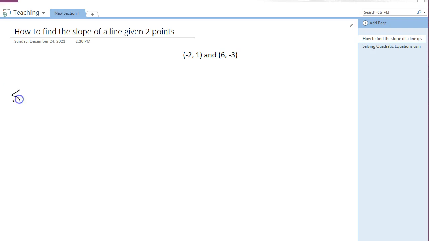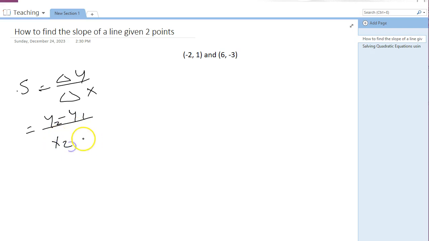Slope is the changes in y divided by changes in x. What does that mean? It's y2 minus y1 divided by x2 minus x1. So what does that mean?